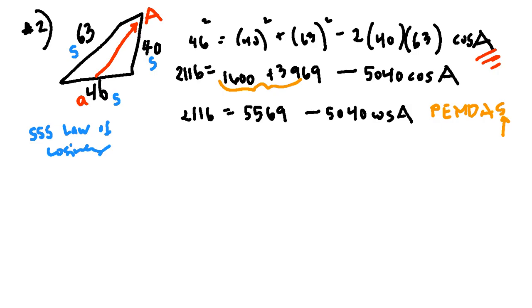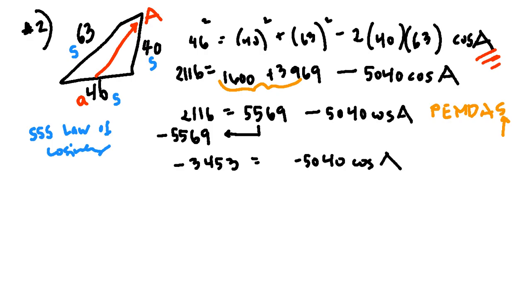What I'm going to do instead is move this 5,569 over. It's going to become a negative. And that's going to give me negative 3,453 equals negative 5,040 cosine of A. All right. Next, I'm going to divide both sides by this negative 5,040.